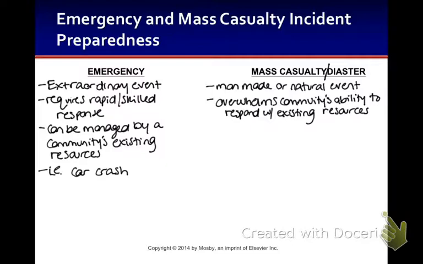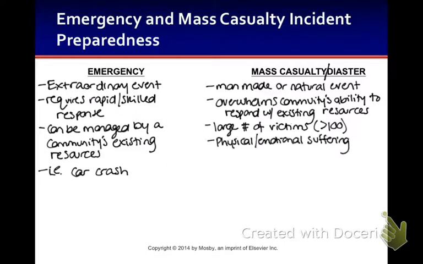75% of the county lost power. We were down with internet. Schools were closed. Shelters were open. We required resources outside of our community. How many of us saw power trucks from North Carolina, as far as Nova Scotia? So it overwhelms the ability of the community to respond with the resources they have right there. There is a large number of victims, typically well over 100. There's physical and emotional suffering.